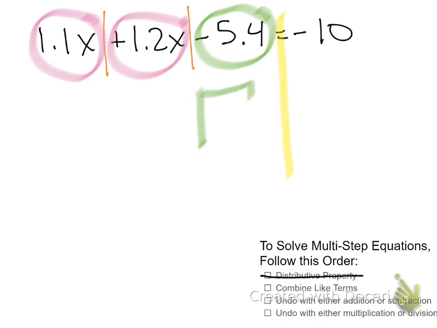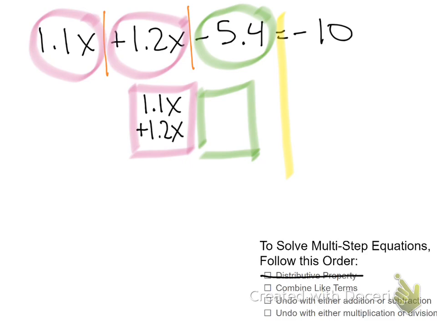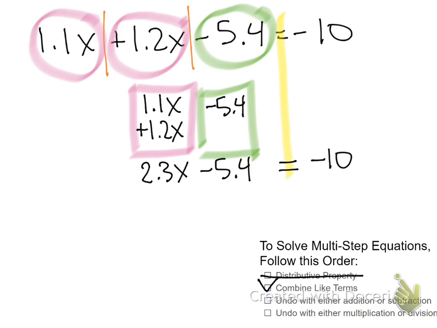So now I will have two boxes because I have two different colors here, two different kinds of terms. And I have 1.1x and 1.2x in the pink box and negative 5.4 in the green box. If I combine these terms, I will get 2.3x and minus 5.4. And all of that is supposed to equal negative 10. So I'm done combining my like terms now.